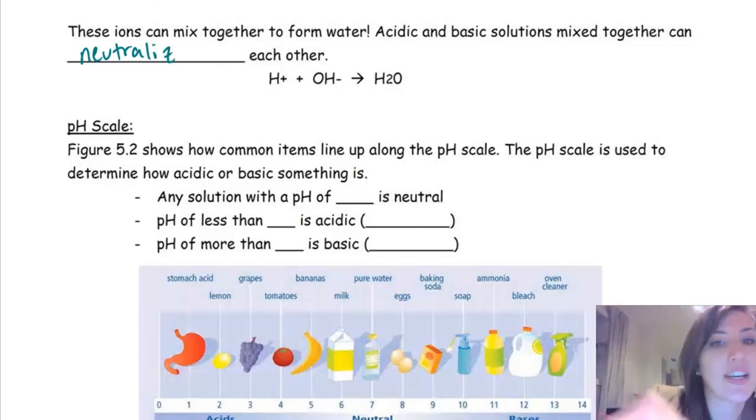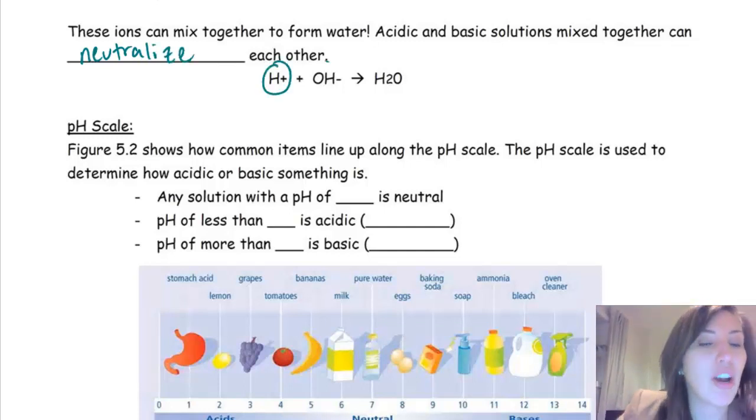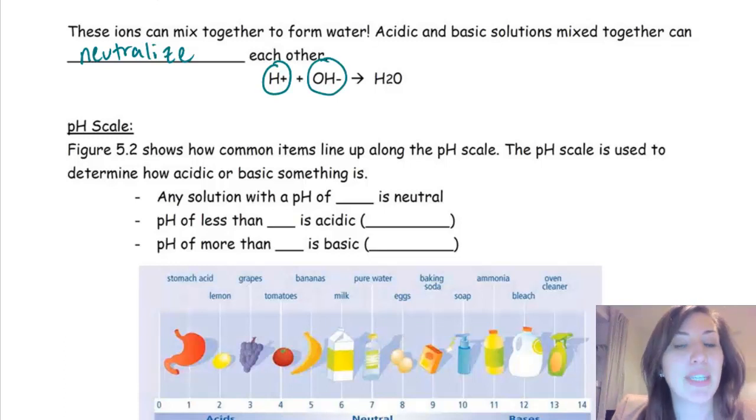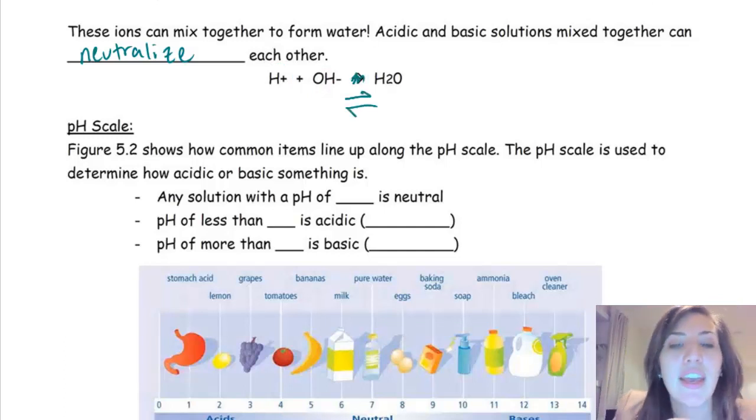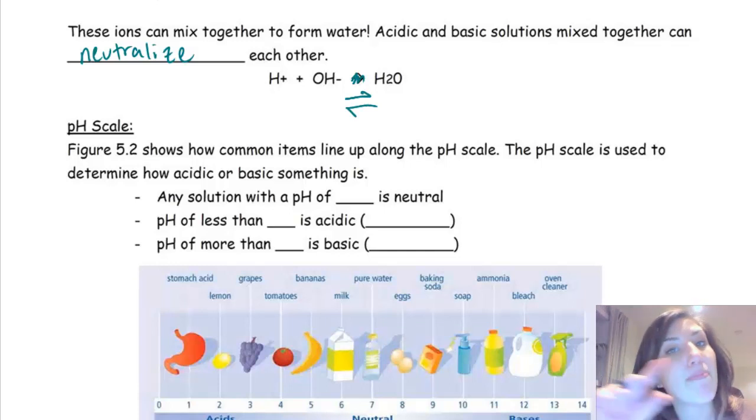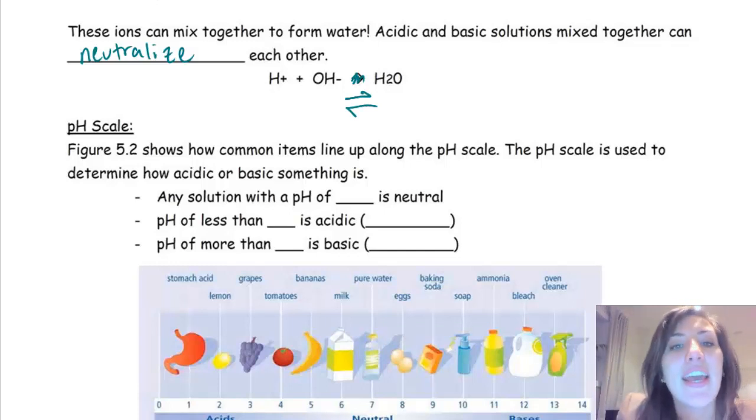This is very interesting. If you have one hydrogen ion and one hydroxide ion, they're going to come together and make water. As you'll notice, this is balanced. One thing, however, is that you can change this arrow. It can actually go back and forth. It can go hydrogen and hydroxide make water, or water can become hydrogen and hydroxide. Now this is really cool.